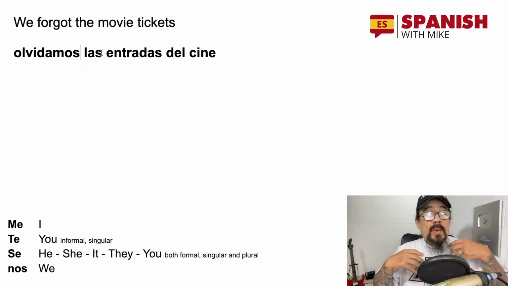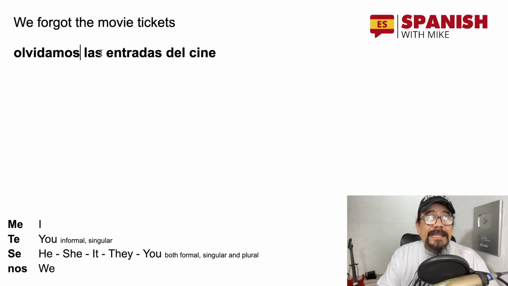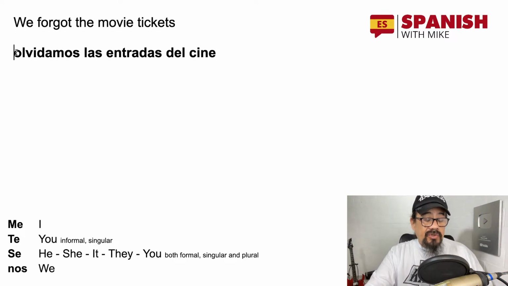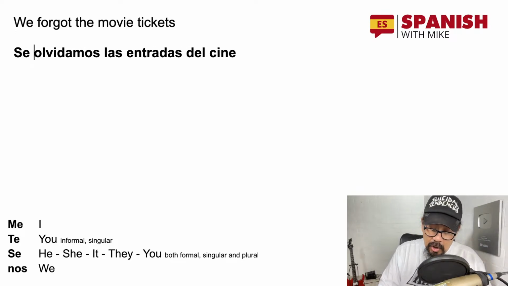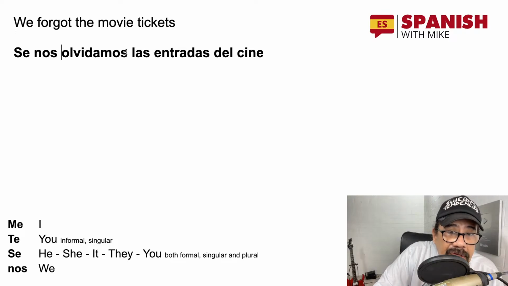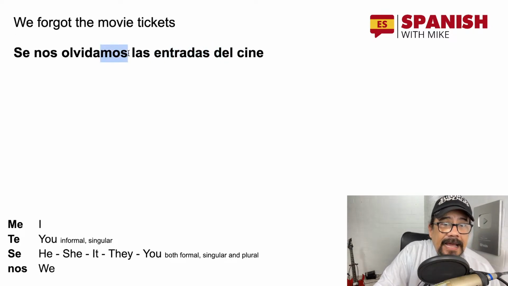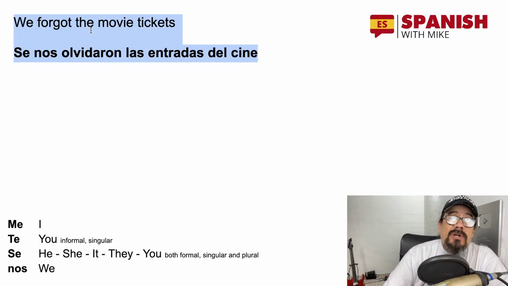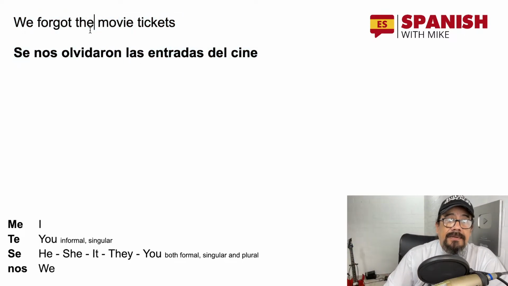But because we want to mean that it was unintentional, we use the accidental construction. We start with se, nos, and remember the verb changes to the third person in the number of the object. Entradas is plural, so we use olvidaron. Se nos olvidaron las entradas del cine. And this would be an accidental construction using the dative of interest, which would be this form, se nos olvidaron.